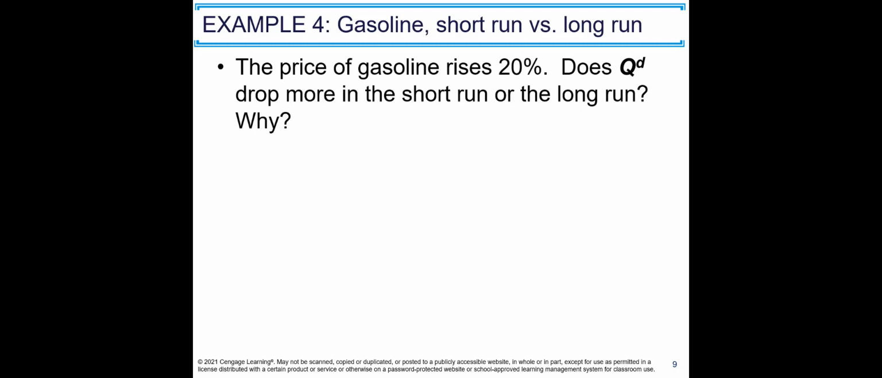Now let's see this example, gasoline, short run versus long run. The price of gasoline rises 20%.